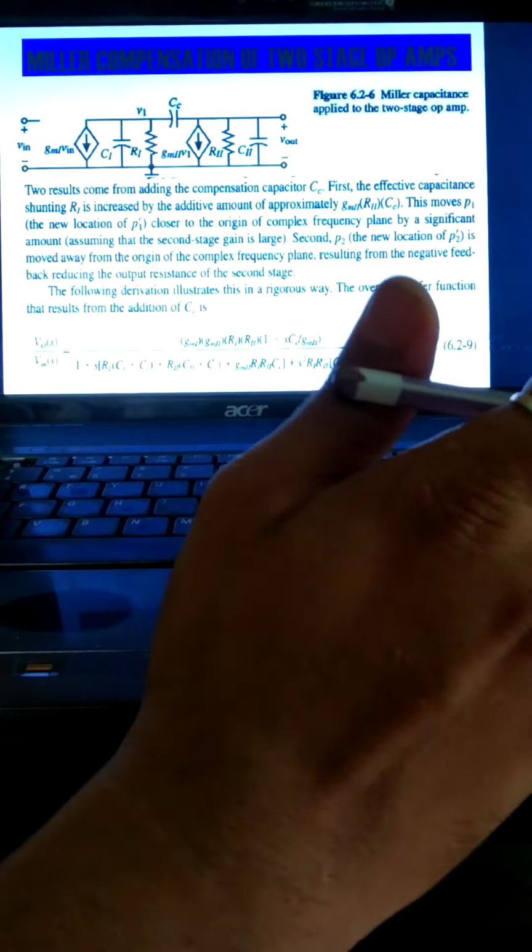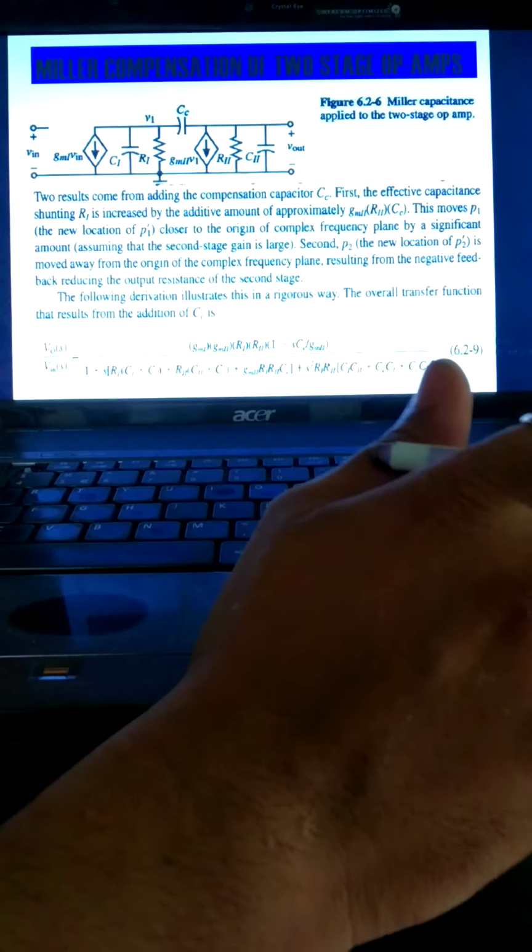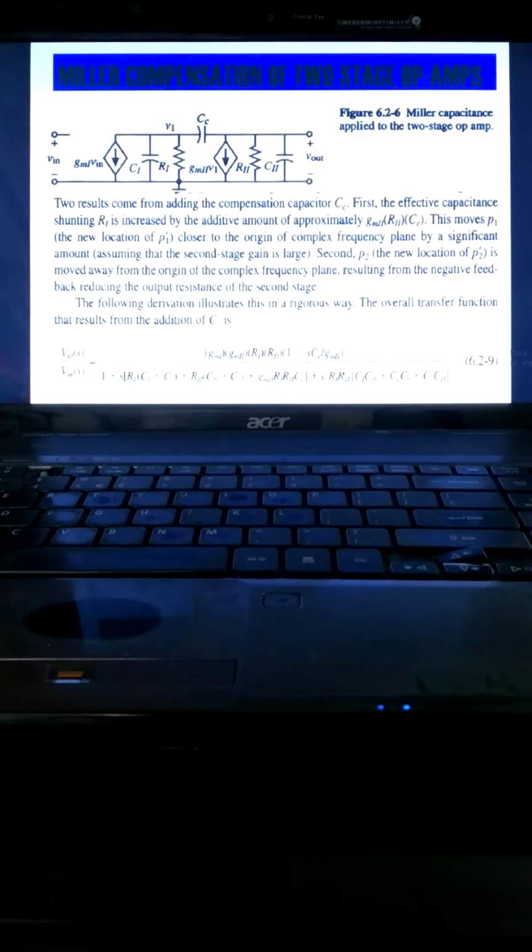In the next class we are going to cover Miller compensation of the two-stage op-amp. So here we have completed how to design the compensation of an op-amp.